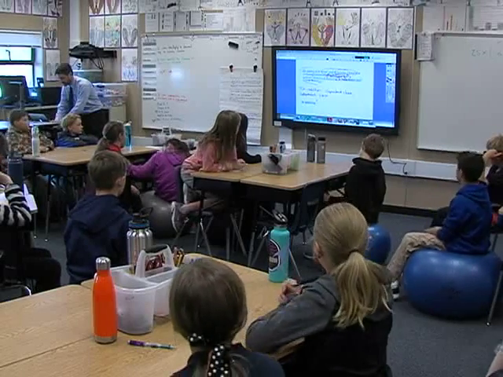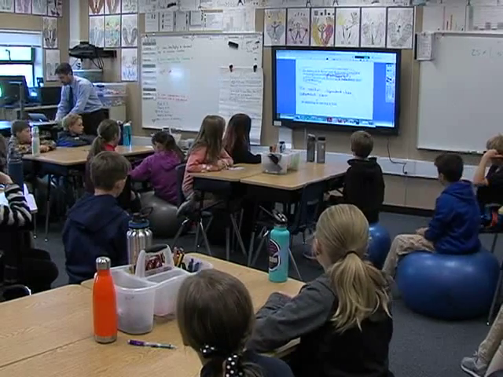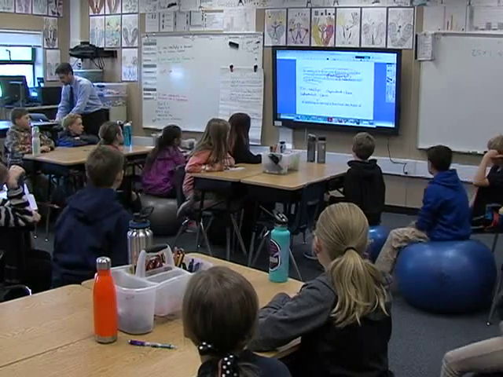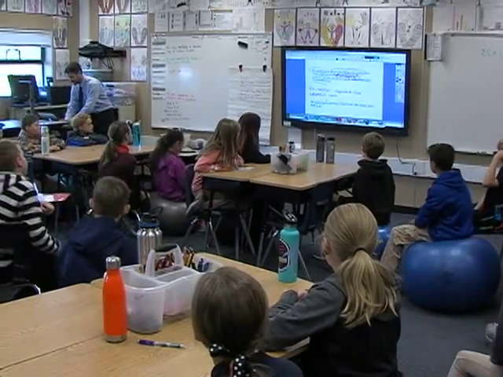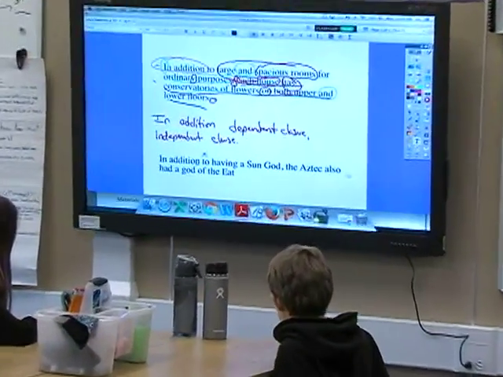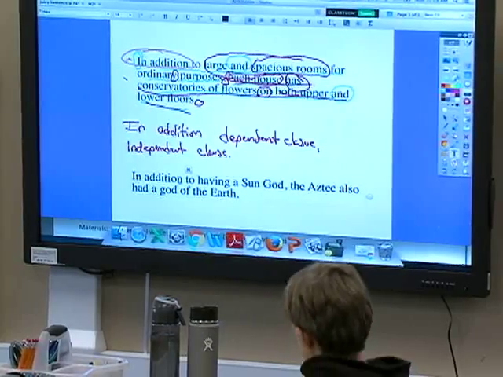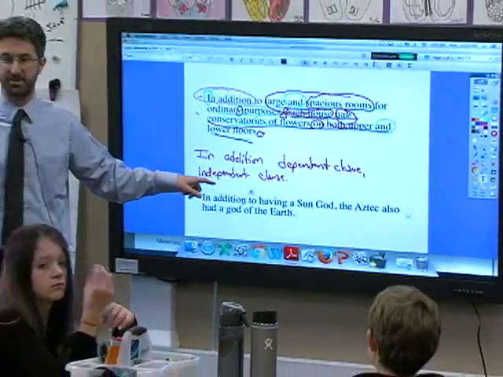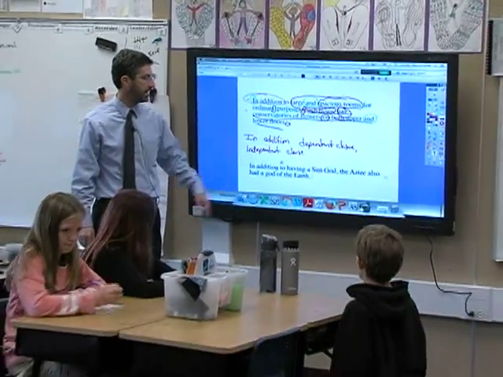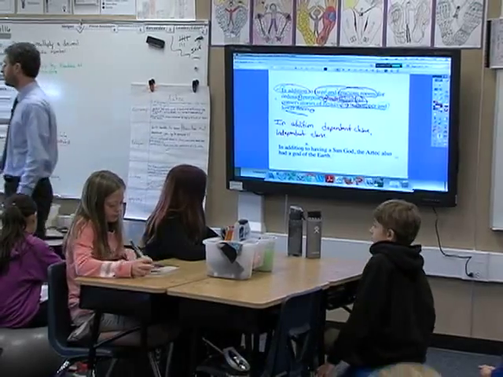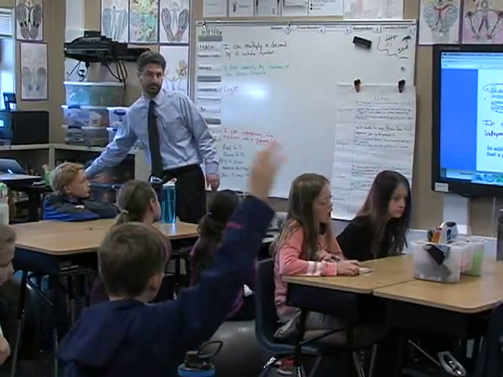In addition to having a sun god, the Aztec also had a god of the earth. So we've used in addition. Wait 1 second to grab your Writer's Workshop notebook. In addition to having a sun god, the Aztec also had a god of the earth. What is my dependent clause?